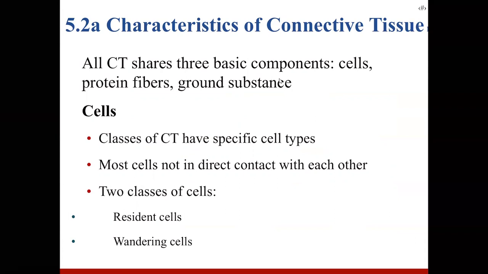So connective tissue, they all have three things that we're going to look at, and that's how we categorize them. So they're going to have cells, right? They're going to have maybe protein fibers, and then they're going to have stuff that's in between the cells. Now they all have very specific types of cells. Most of the time, the cells are not tightly packed together, so they can be very loose. Sometimes they are, though. And then there's cells that stay in the same place all the time, and there are some cells that kind of wander around.